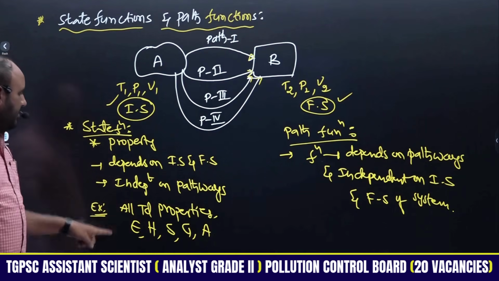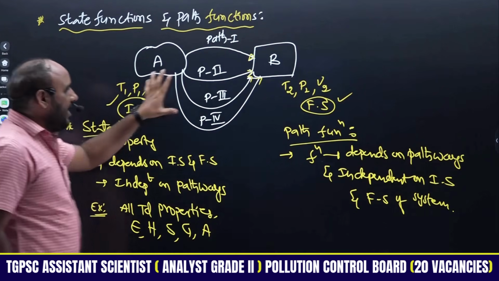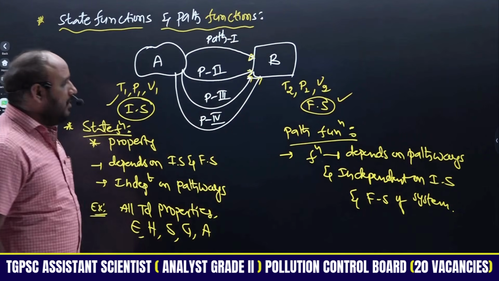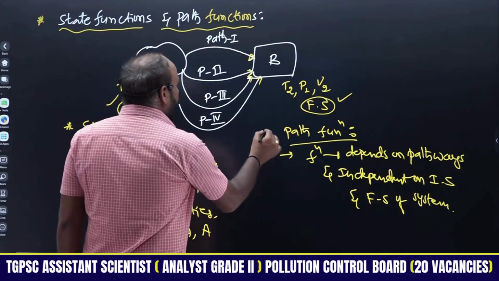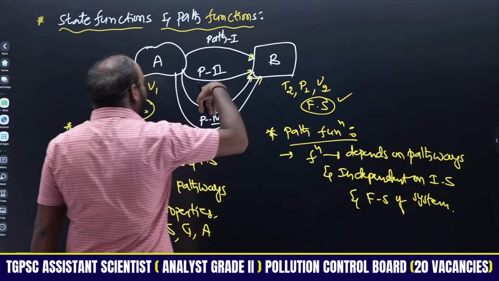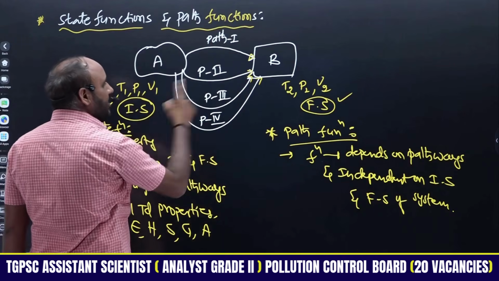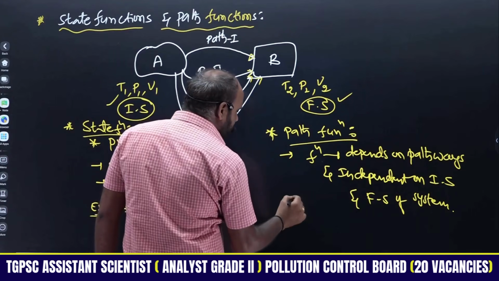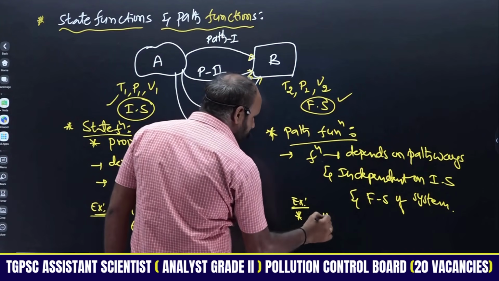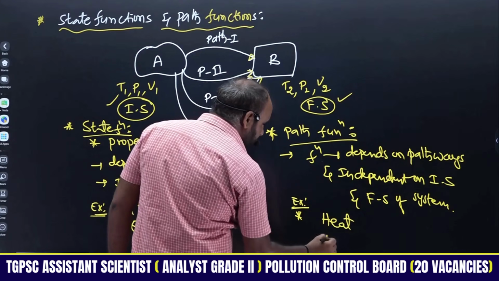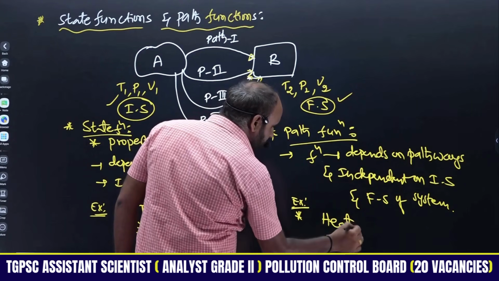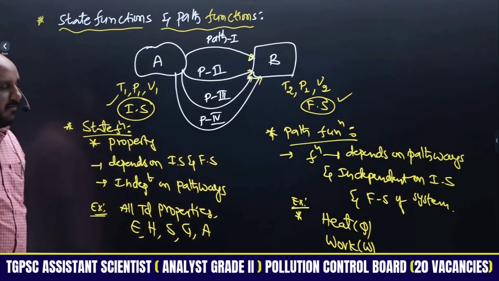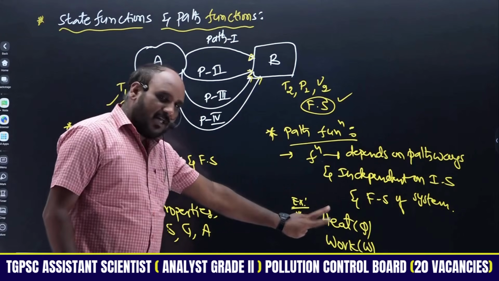So state functions are dependent on initial and final states, independent of pathways. Coming to path functions, these depend on pathways and are independent of initial and final states. There are 2 path functions. Examples of path functions: one is heat, the other is work. Heat is denoted with Q, work is denoted with W. These are the 2 path functions.